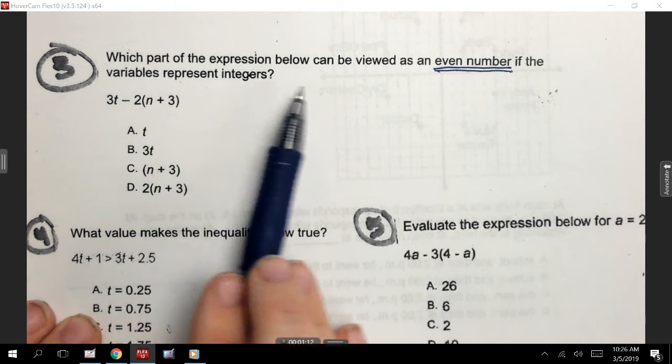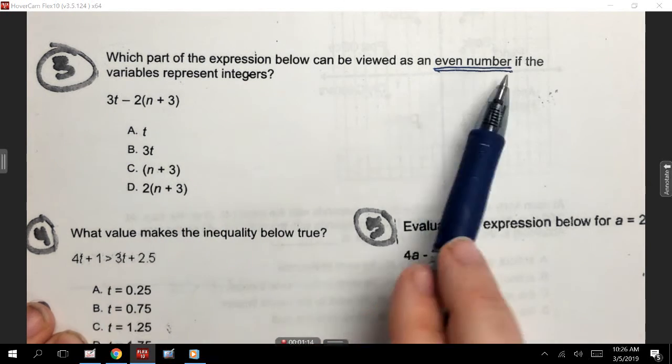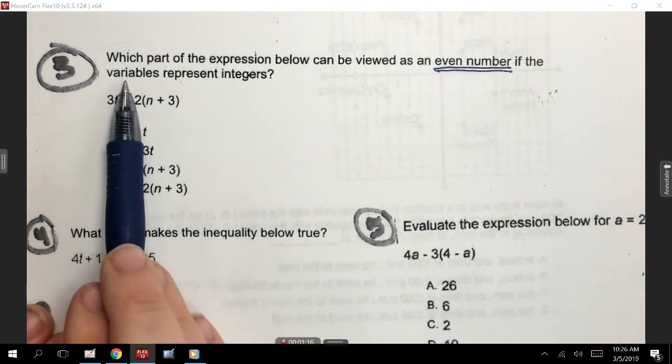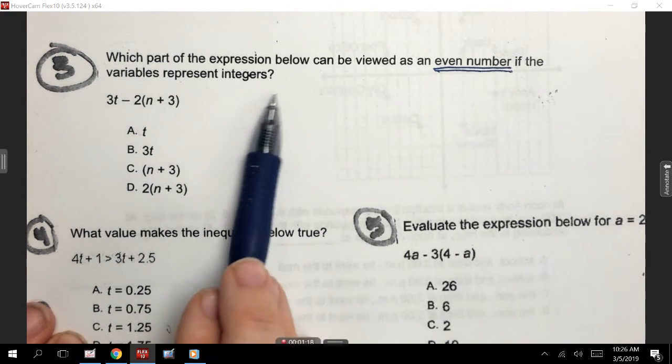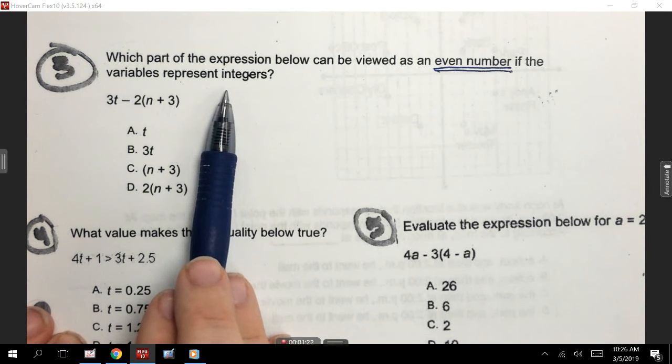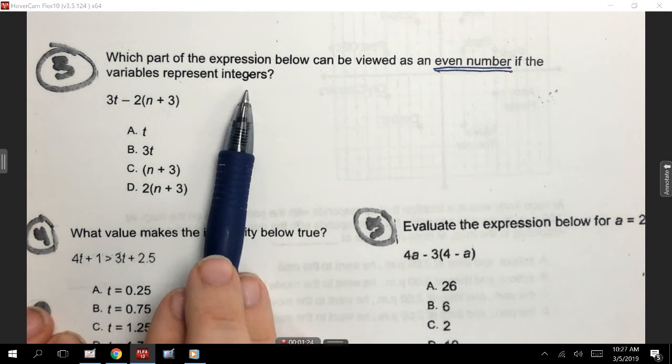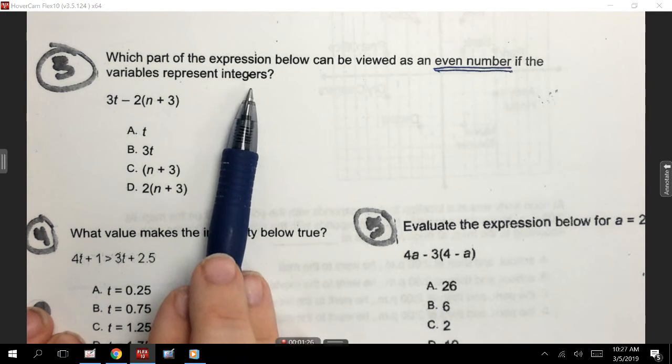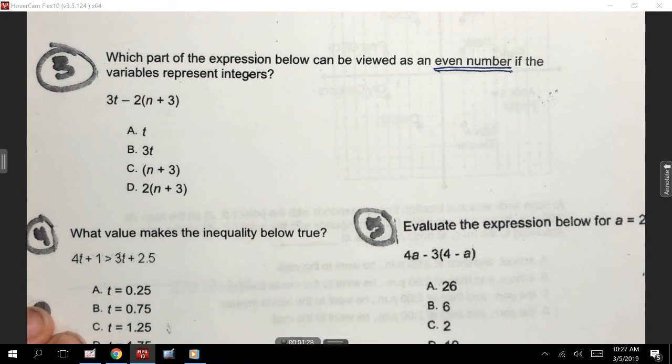So this is just saying which of these problems is an even number if the letter represents any number. So my letter could be 3. My letter could be 14. We can't choose the letter, but my letter can be any number out there. Are y'all okay with that?